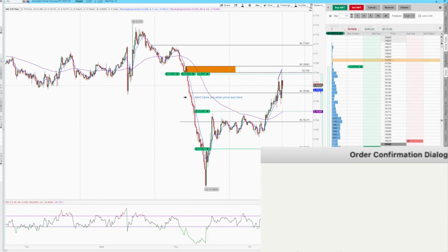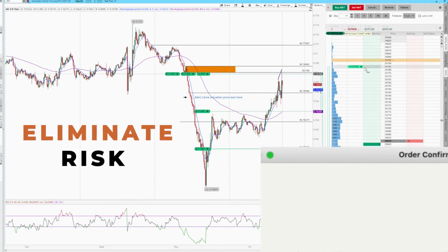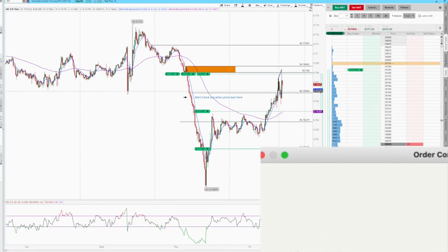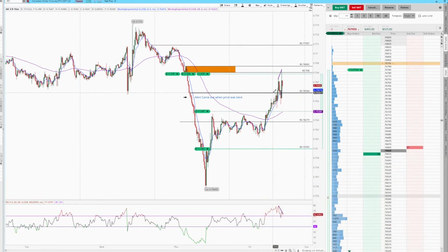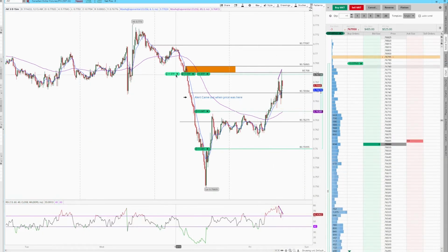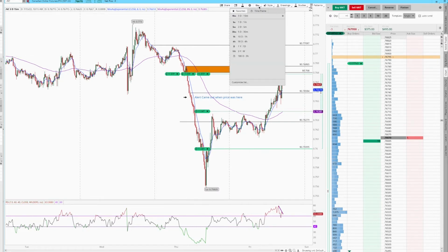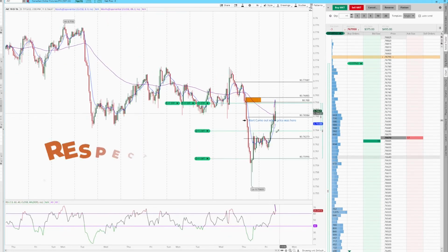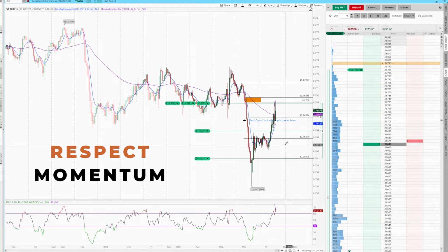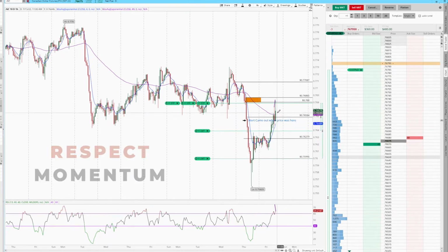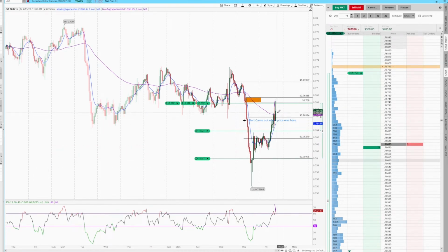But what I'm trying to do here is eliminate risk. And that is just what I've done, by the way that I put my first targets where they were, and the way that I'm moving my stops. Even though we're in a downtrend, guys, I have to respect momentum. And when I respect momentum, what that allows me to do is reduce the risk in trading.